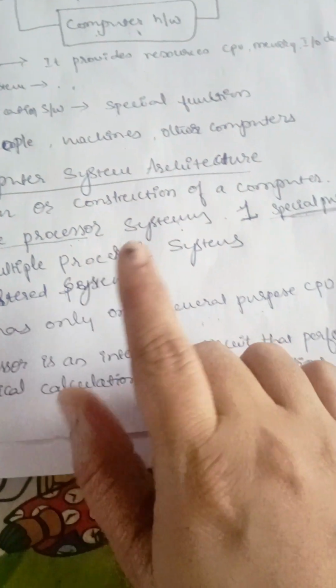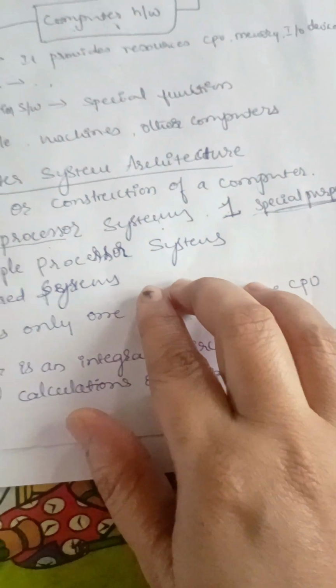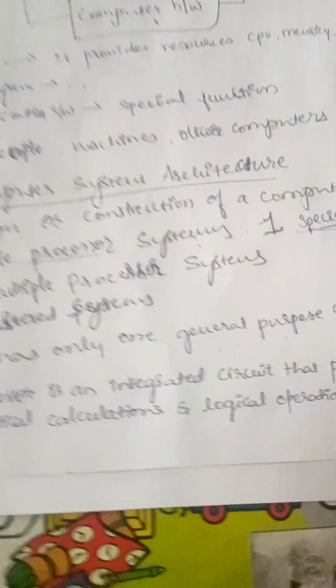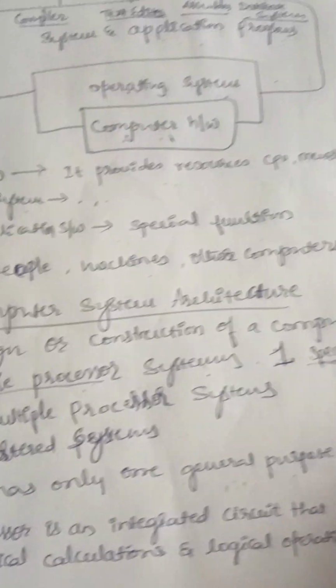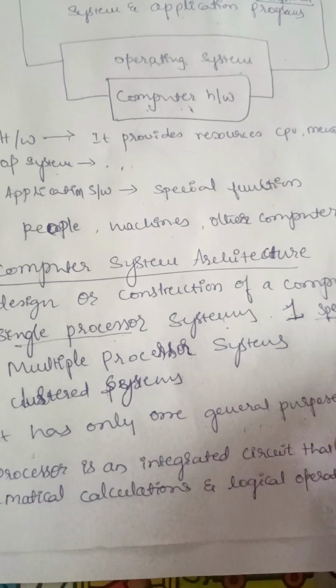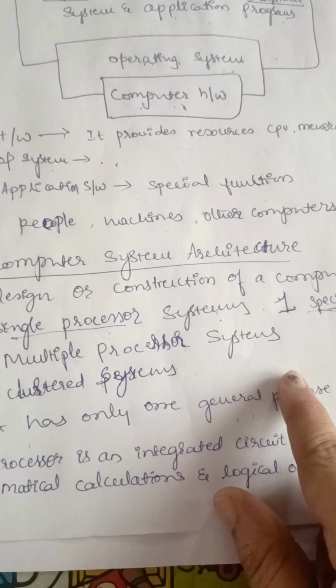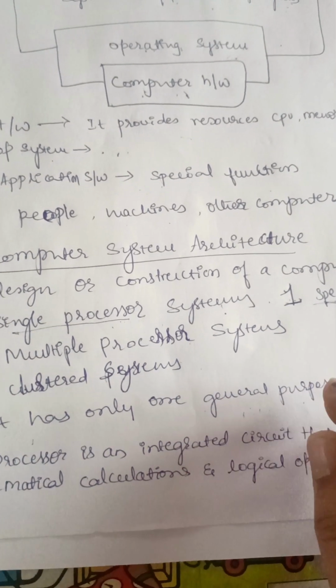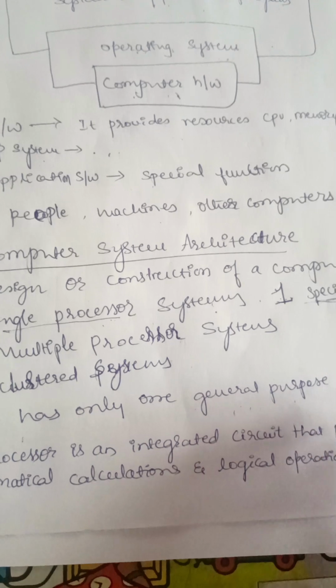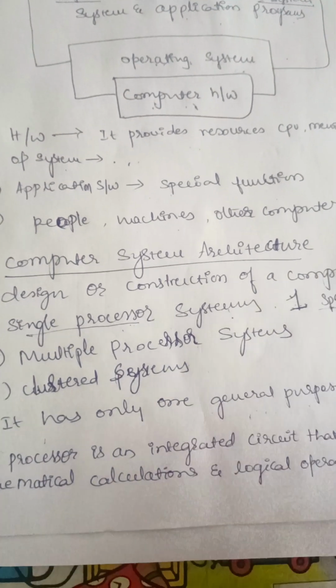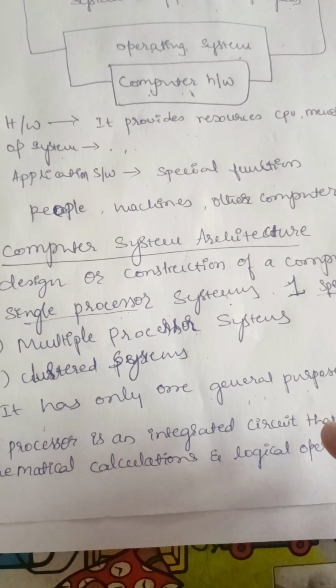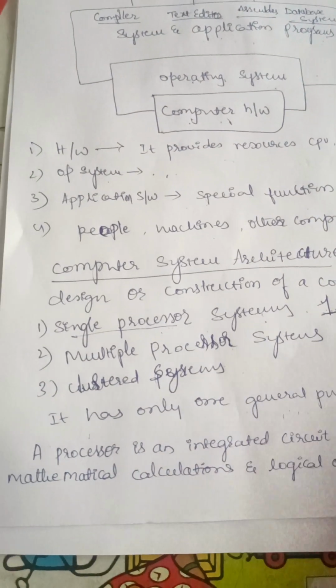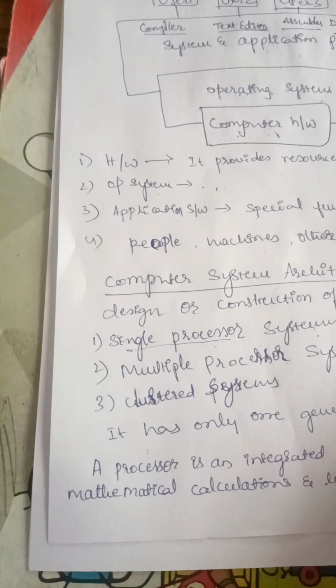In a single processor system, which I already explained, all the activities are performed by the single processor. Here only one general purpose processor will be there, and some other special purpose processors will also be there, but only one general purpose processor. Next we will move on to the multi-processor system.